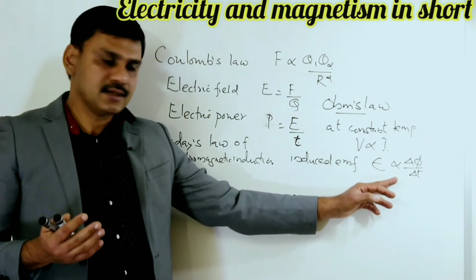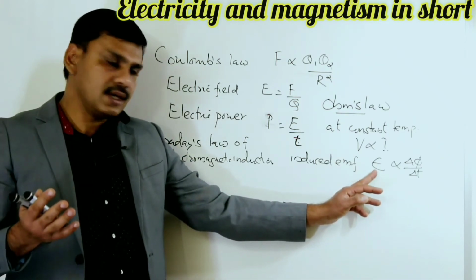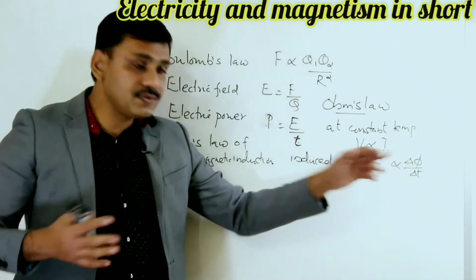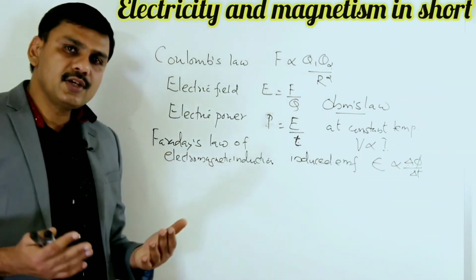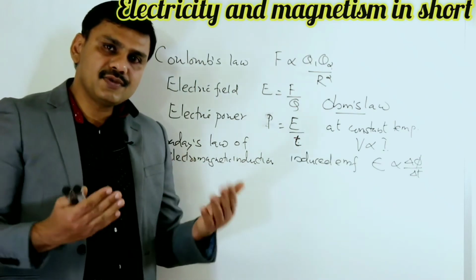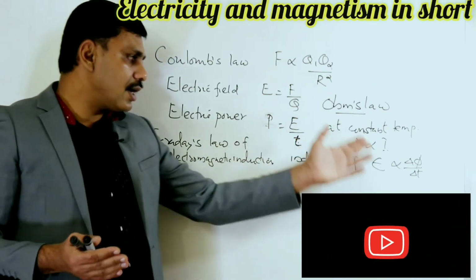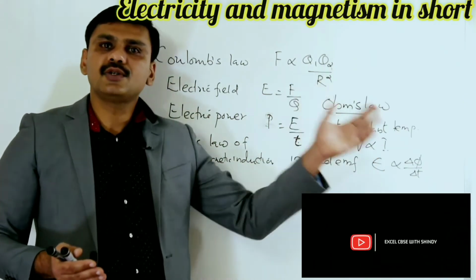So the induced EMF produced in a conductor or in a circuit is directly proportional to the rate of change of flux. The more the rate of change of flux, the more will be the induced EMF. The less the rate of change of flux, the less will be the induced EMF.